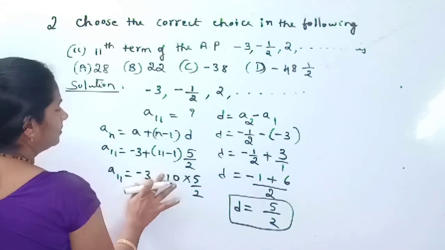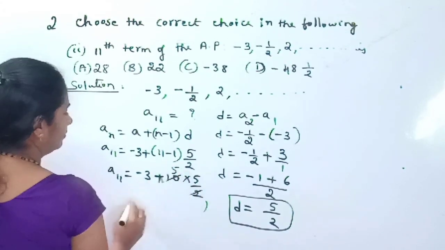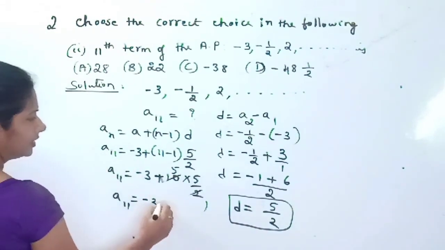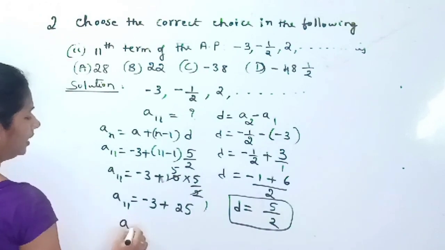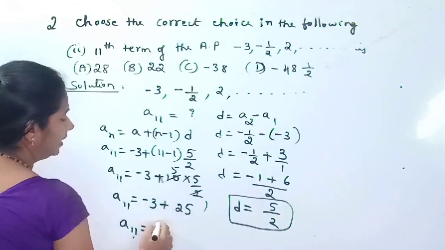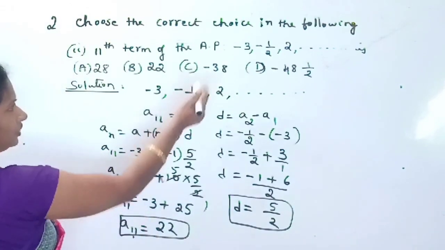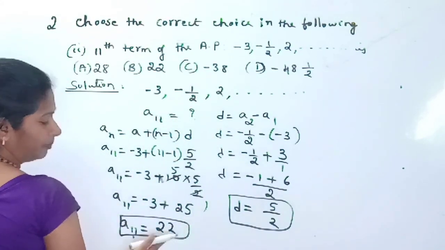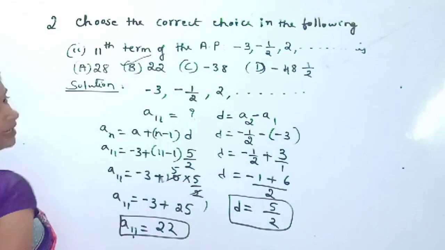Now 2 1s are 2, 5s are, isn't it? So what is the answer, children? A11 is equal to -3 plus 5 5s are 25. So A11 equals -3 plus 25, it is plus 22. Got it? So what is the 11th term of the AP -3, -1/2, 2? It is 22. Where is the option, children? Option B is the correct answer.